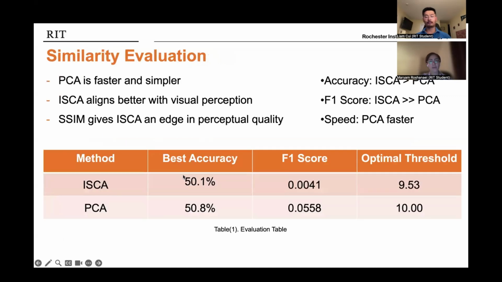So in this slide, you can see the similarity evaluation, and for a better F1 score, we implemented data balancing, which was not really helpful, but the results show that ISCA and PCA capture poorly in this kind of picture.